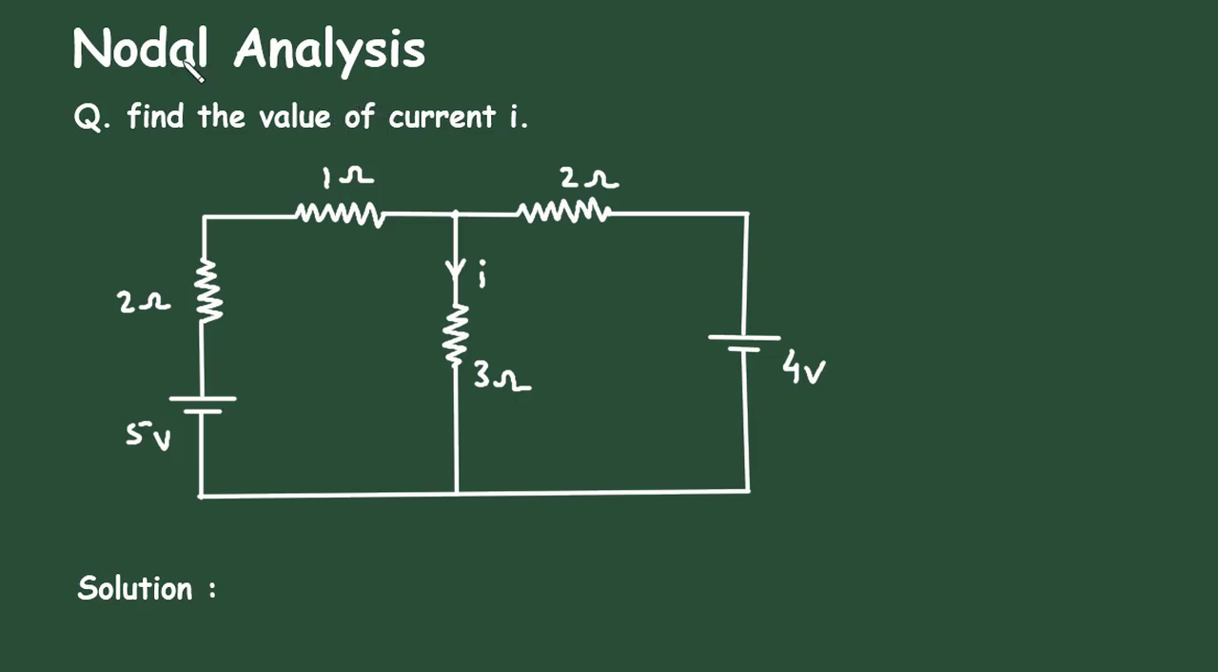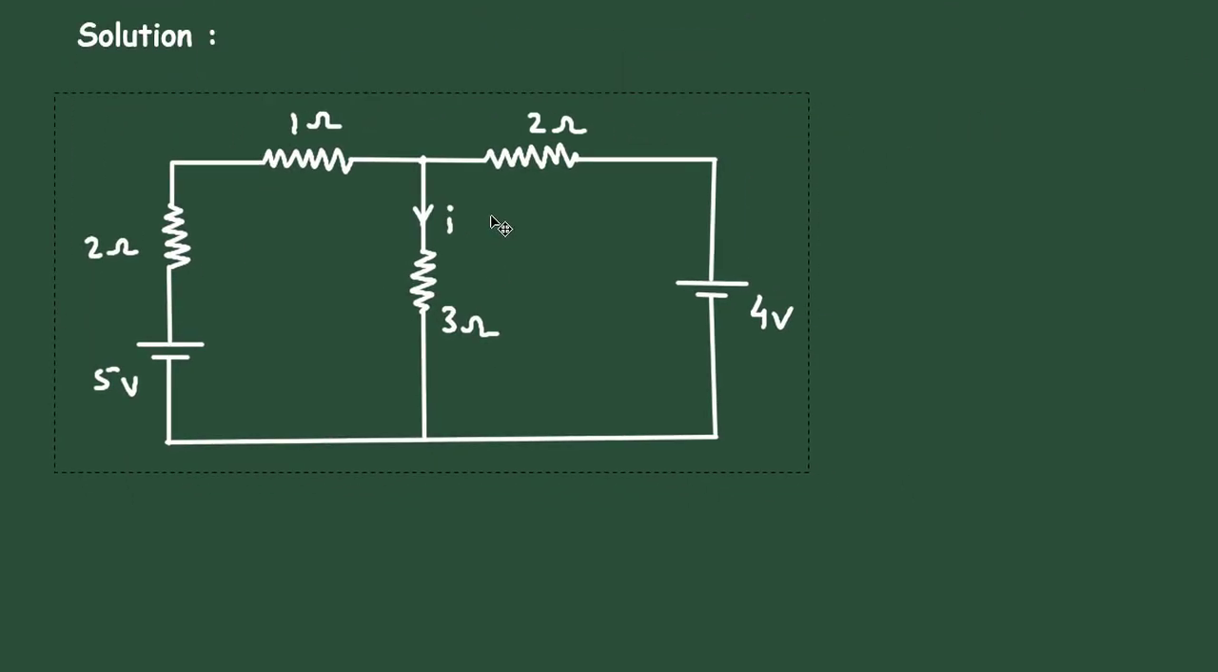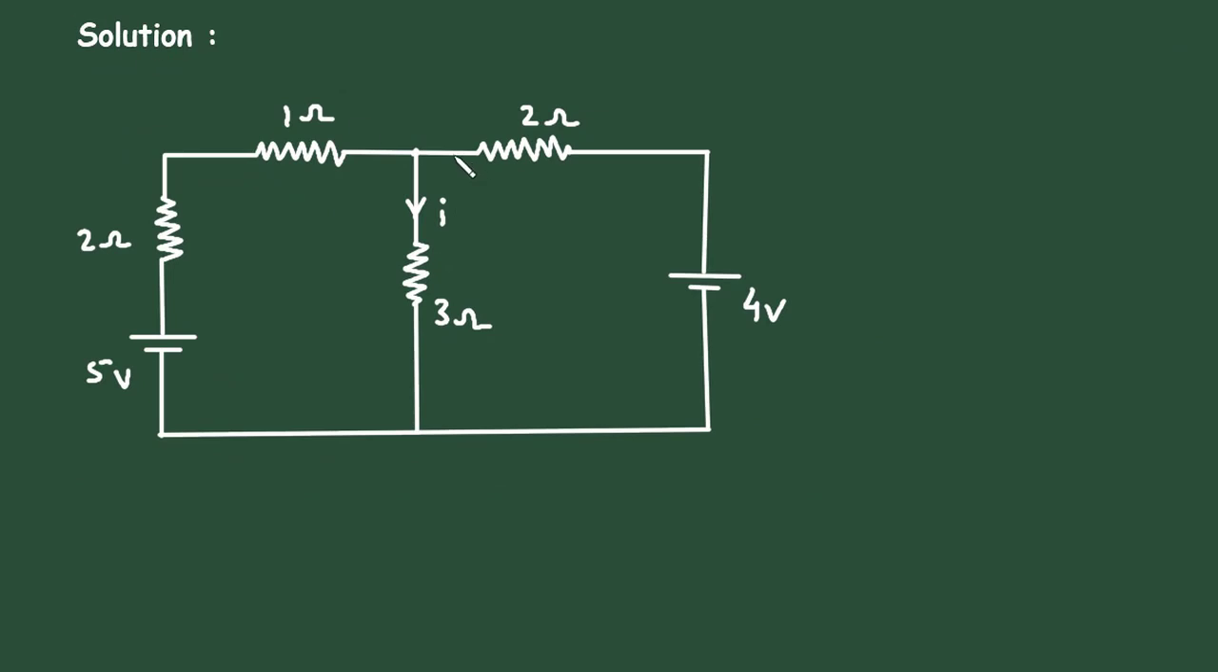Nodal analysis. Question: find the value of current I by using nodal analysis. Here we can see we have to find this current I. Solution: first of all, let's say this is node 1 with voltage V1, and let's say this is the reference node.